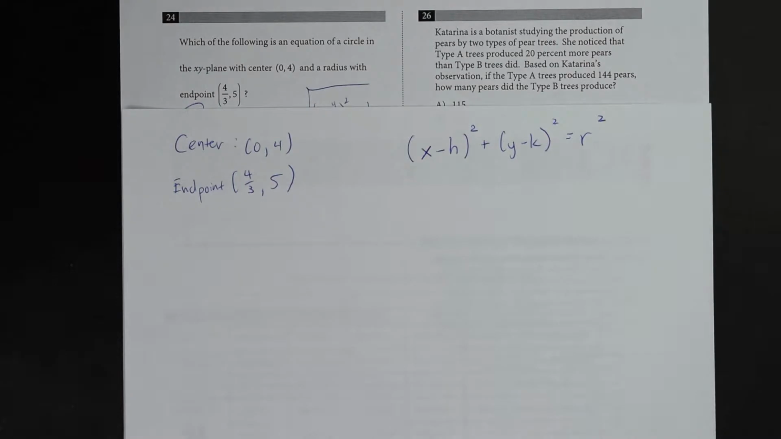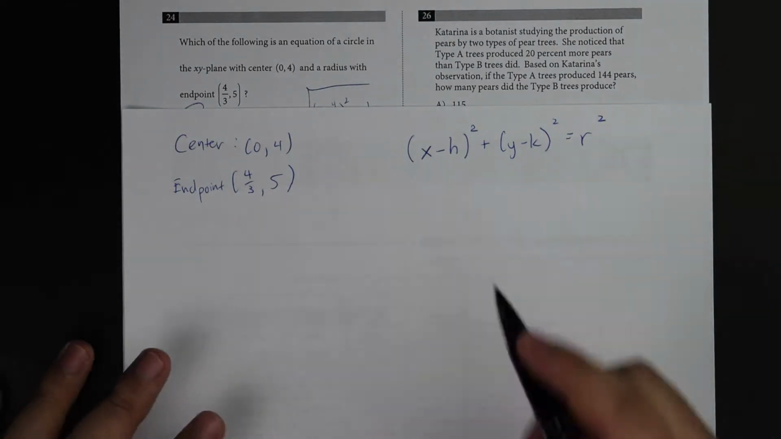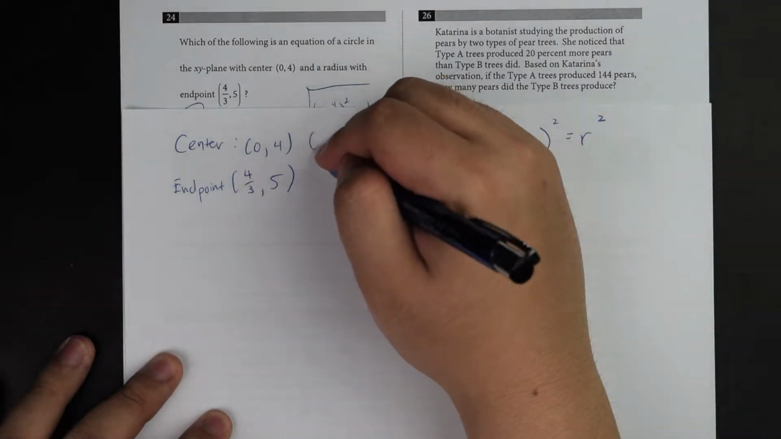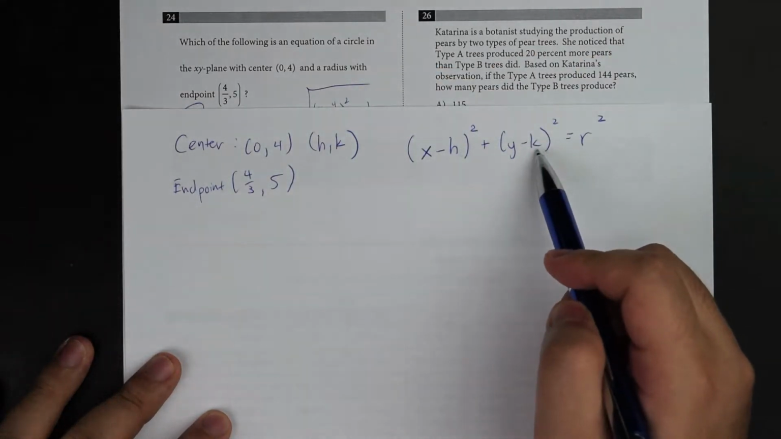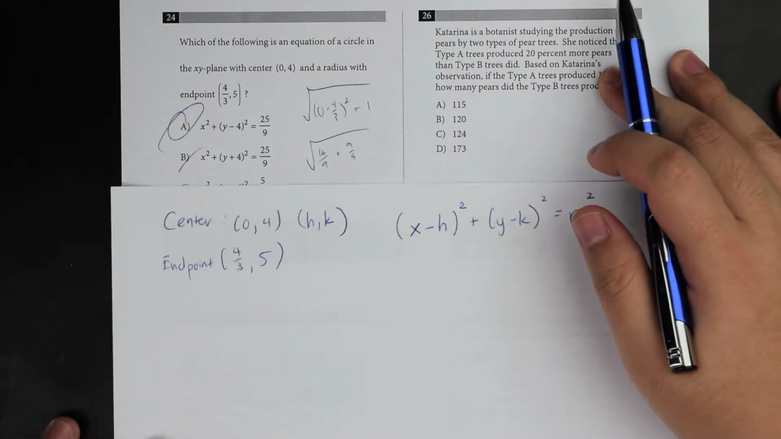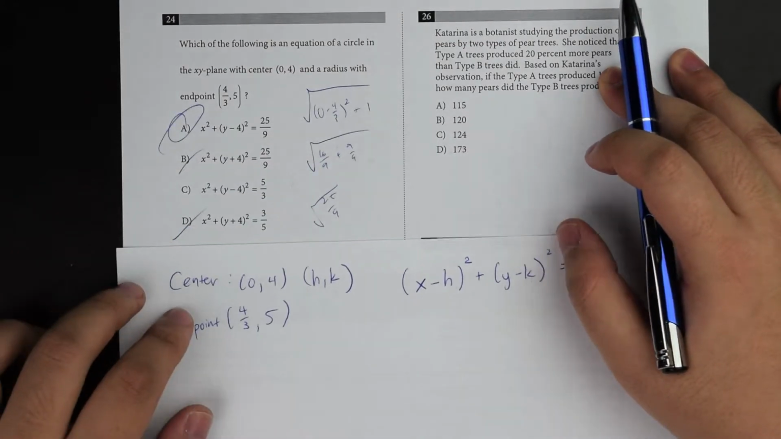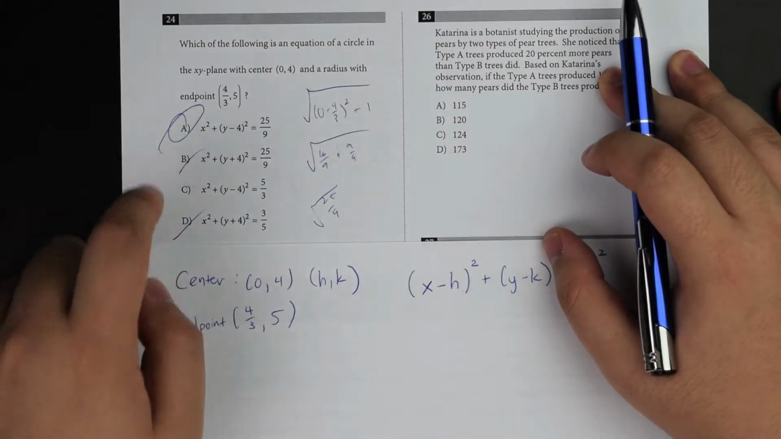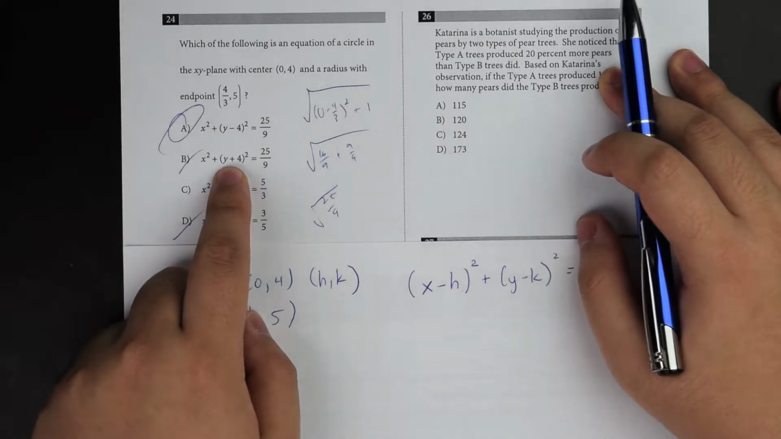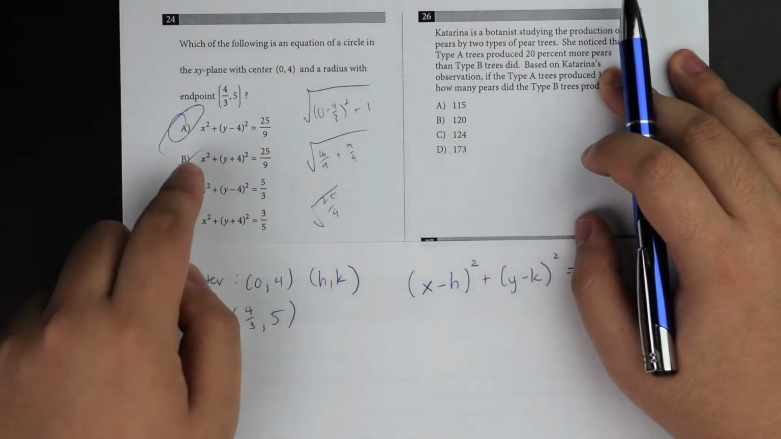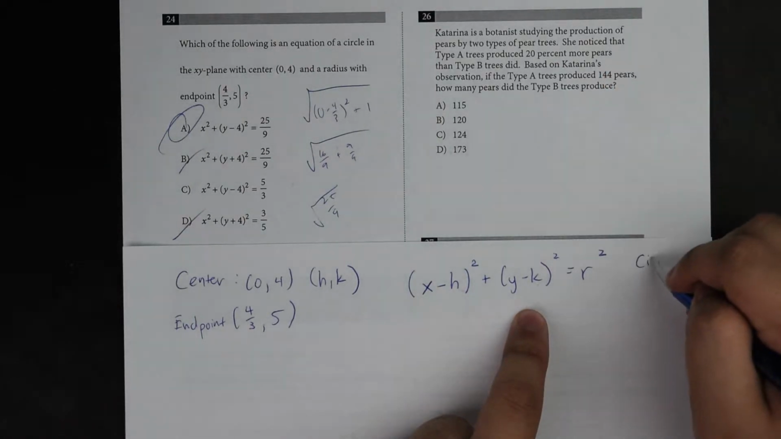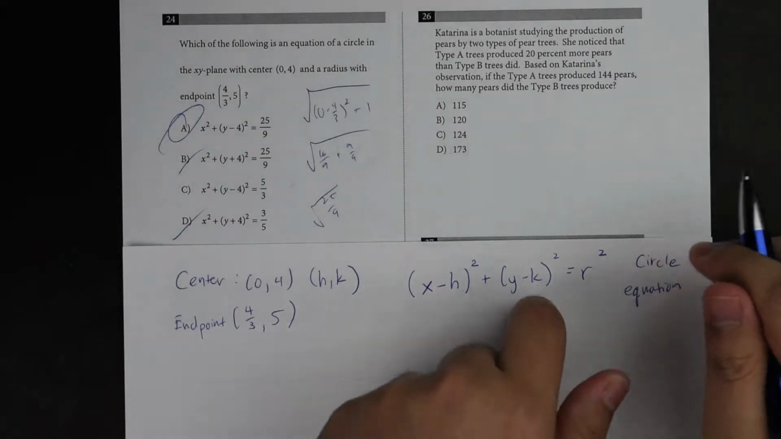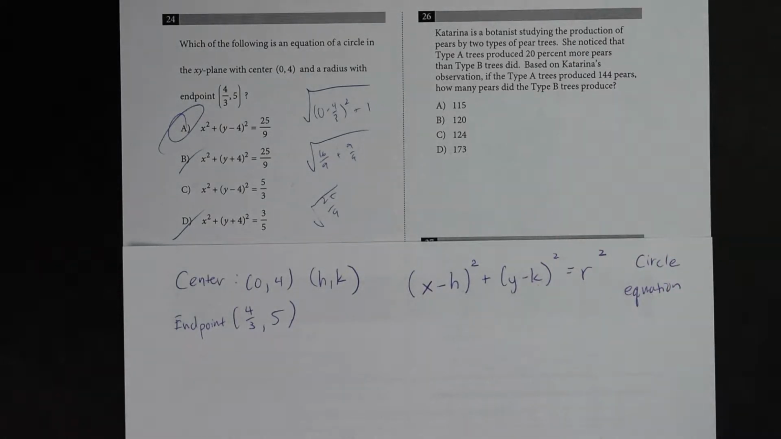And what does that mean? That means that (h, k) is representative of my center value. So h is going to be 0 and k is going to be 4. That's why, right in the beginning, I identified that B and D are impossible because they have the wrong sign. It should be y minus 4 for certain based on this definition of a circle equation. That automatically makes it a 50% chance for me to get this question correct.